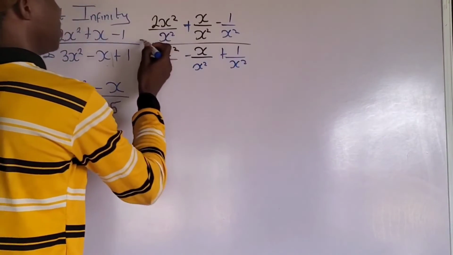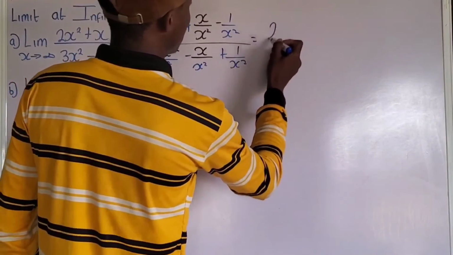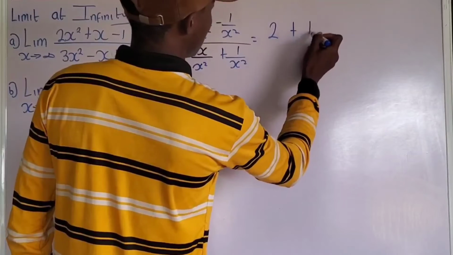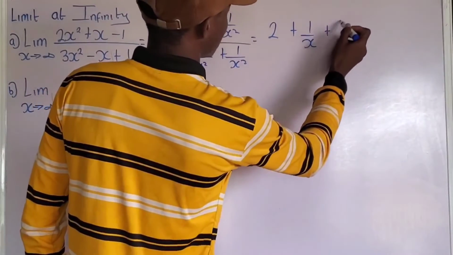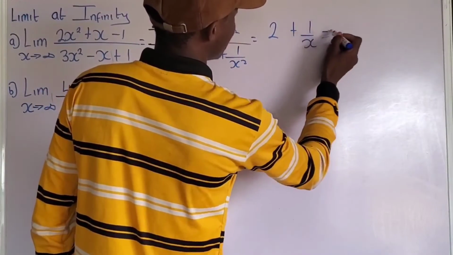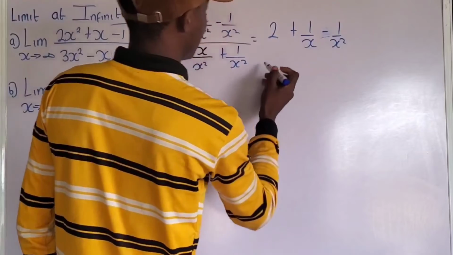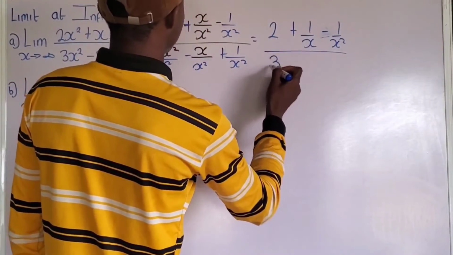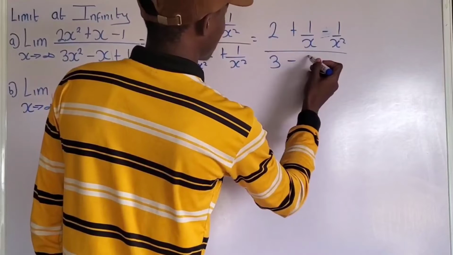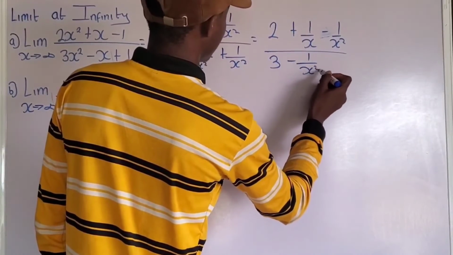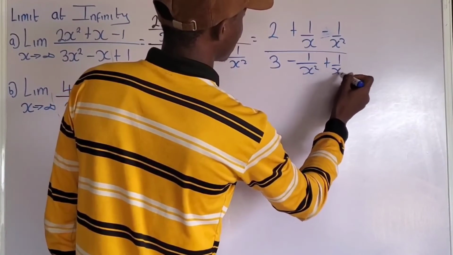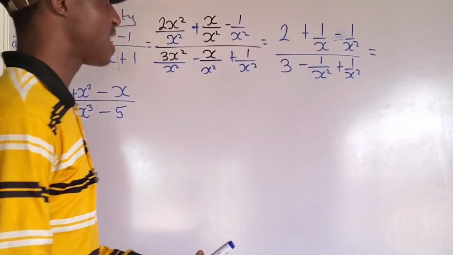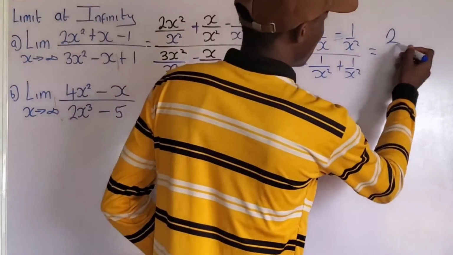Okay, now for this we're going to have 2 plus 1 over x minus 1 over x squared, all over 3 minus 1 over x plus 1 over x squared. Now the final answer to this question will be 2 over 3.